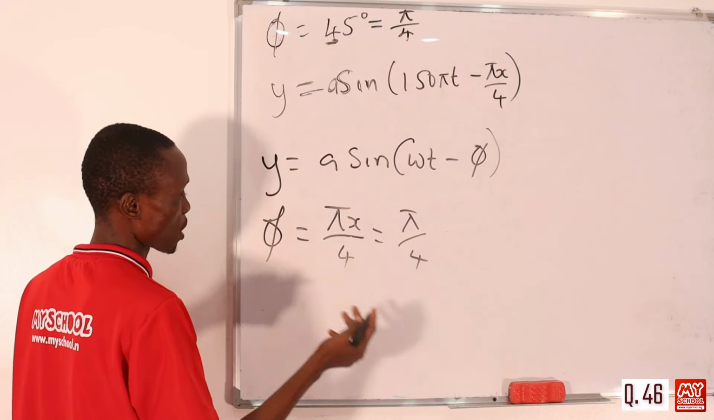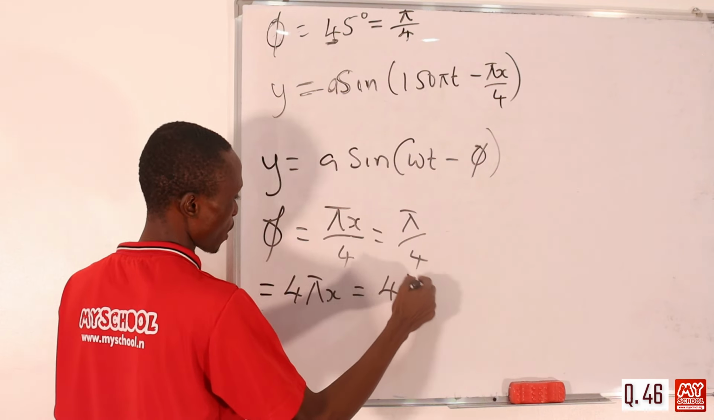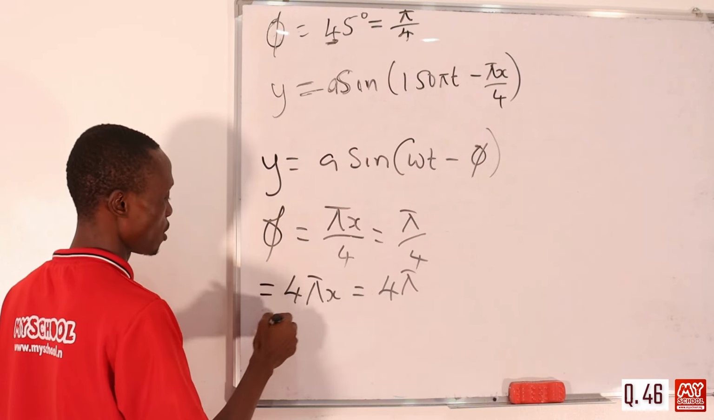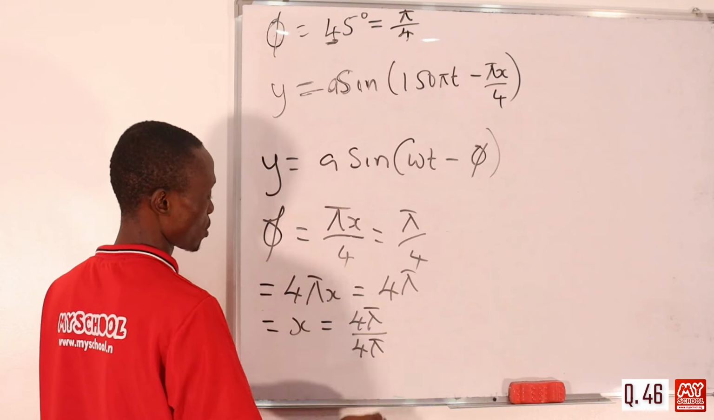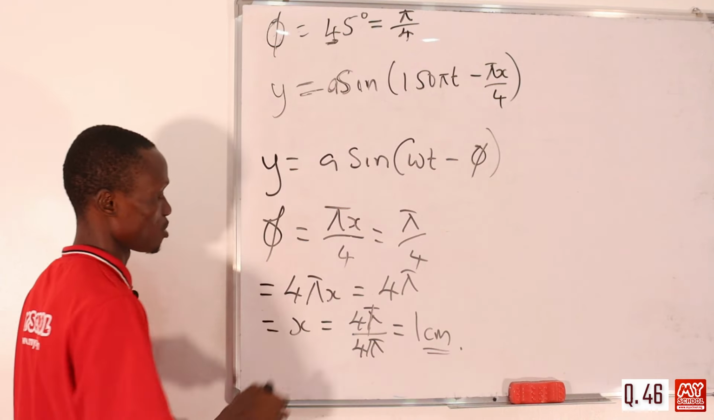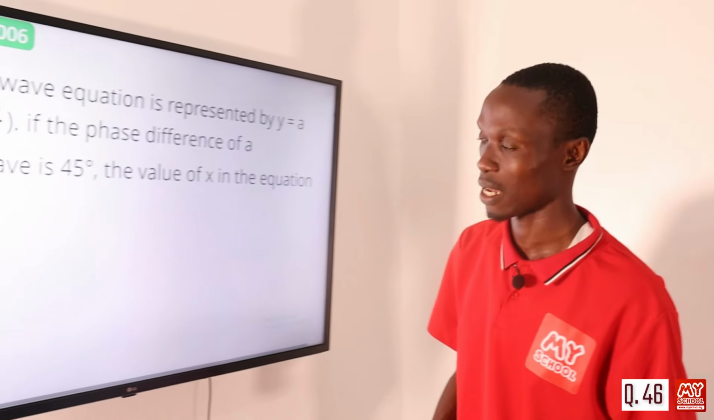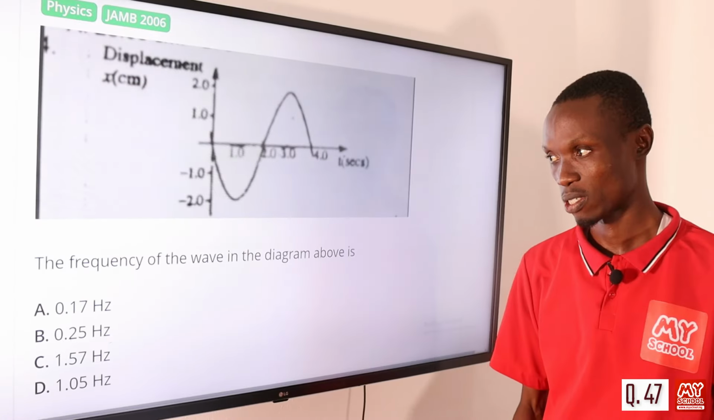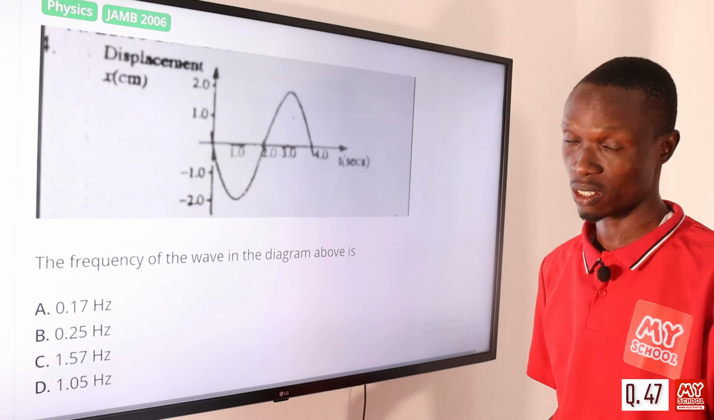So we can cross multiply. If we cross multiply, we have 4 pi s is equal to 4 pi. Since we are looking for s, we just divide both sides by the coefficient of s, which is 4 pi. So s is equal to 4 pi divided by 4 pi, and that equals 1 centimeter. So the value of s in the equation is equal to 1 centimeter. So let's return back to the screen to pick the correct answer to this question, and that is option C, 1 centimeter.